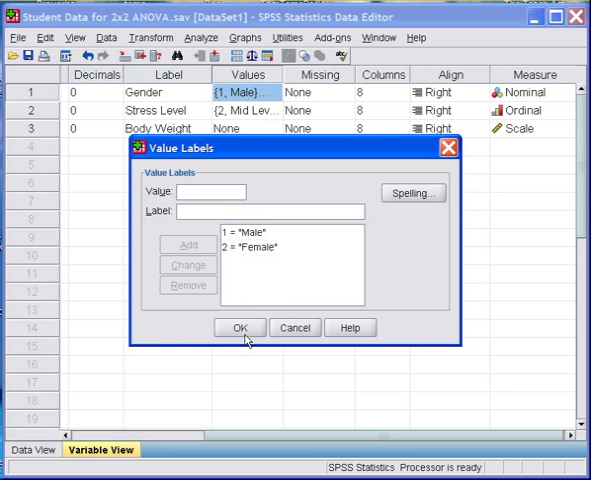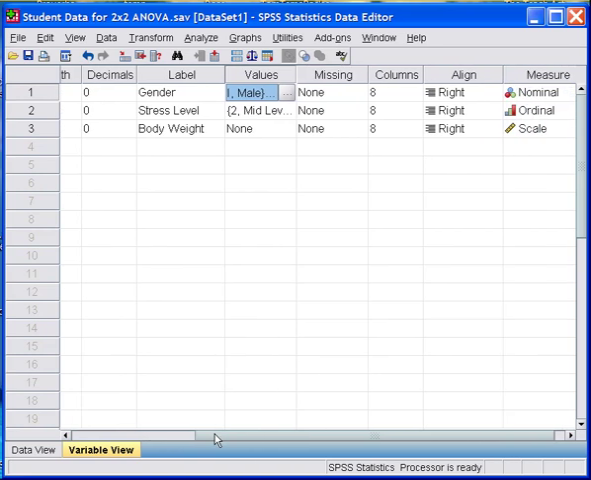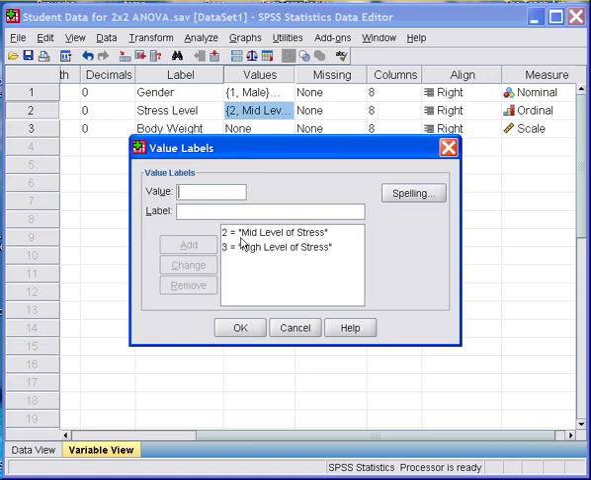2 indicating female. For stress, that also is categorical, but it's categories that you can rank, so that makes it ordinal. Our two categories are a value of 2 for mid-level of stress and a value of 3 for high level of stress. There is no value of 1 because none of the people reported having a low level of stress.